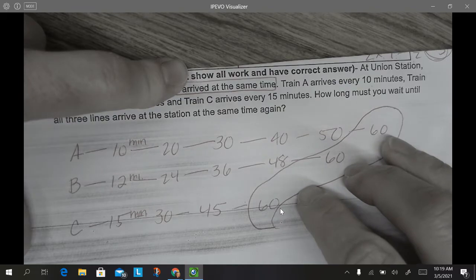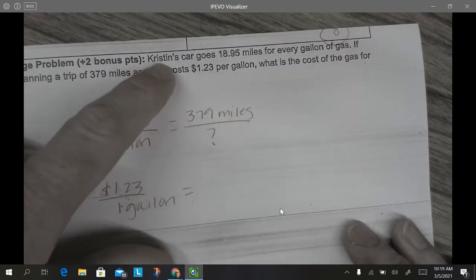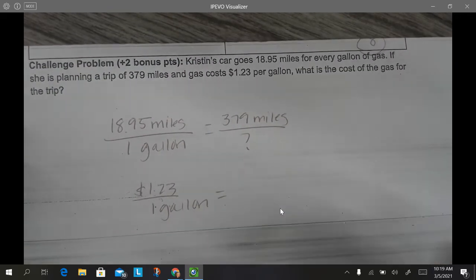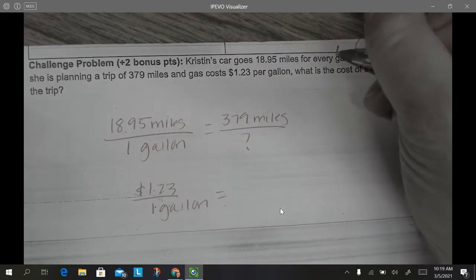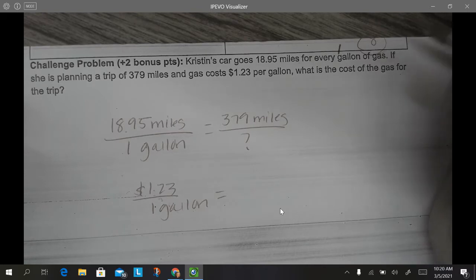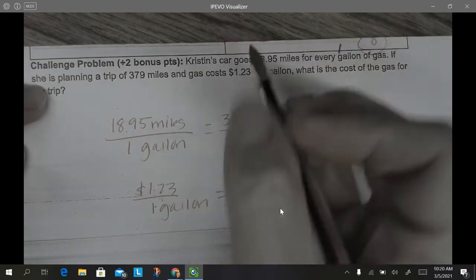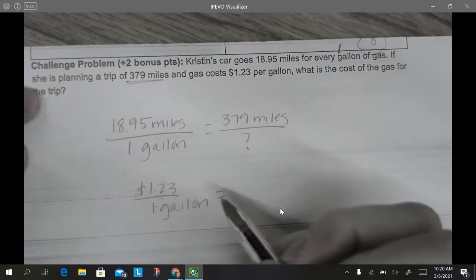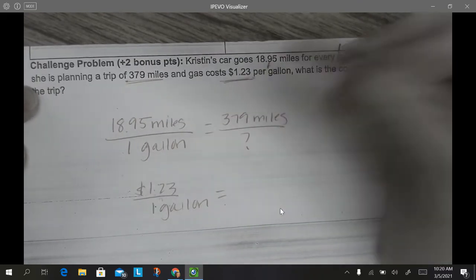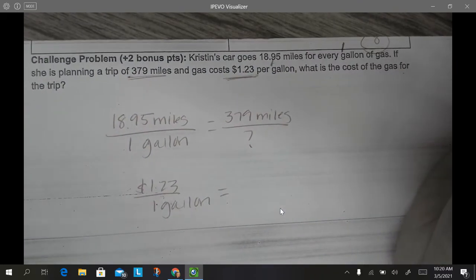Okay. So that's challenge problem number 1. Here's challenge problem number 2. Kristen's car goes 18.95 miles for every gallon of gas. So it's for every 1 gallon. When they say every, that's every 1 gallon of gas. If she's planning a trip for 379 miles and gas costs $1.23 per gallon, what is the cost of gas for the trip?